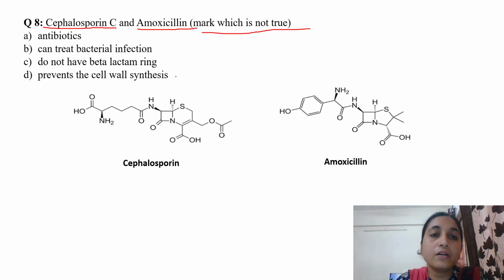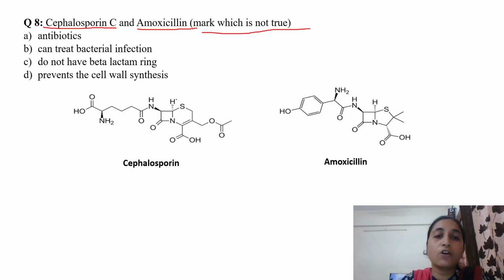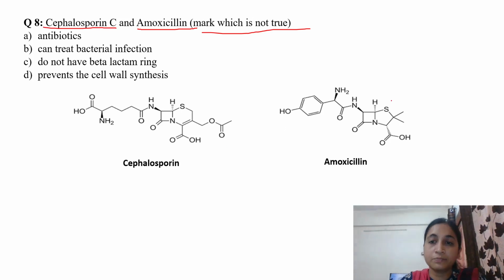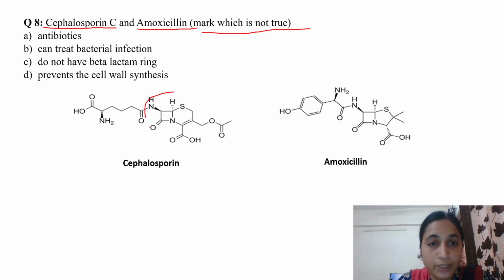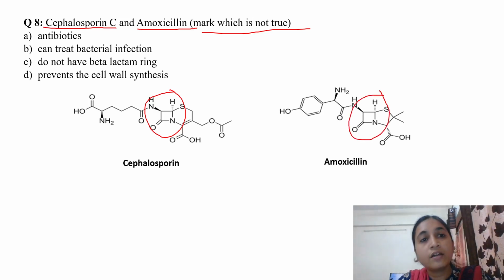Here first we will see what a lactam ring is. A lactam ring is a cyclic structure which contains nitrogen and a ketonic group, and as the nitrogen is connected at the alpha-beta positions, it is called a beta lactam ring. So we will see whether both antibiotics have a beta lactam ring or not. Yes, in cephalosporin a beta lactam ring is there, and in amoxicillin a beta lactam ring is there too. Now we will see how these antibiotics act on bacteria.